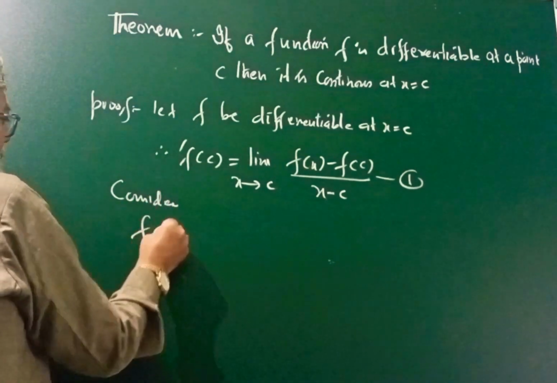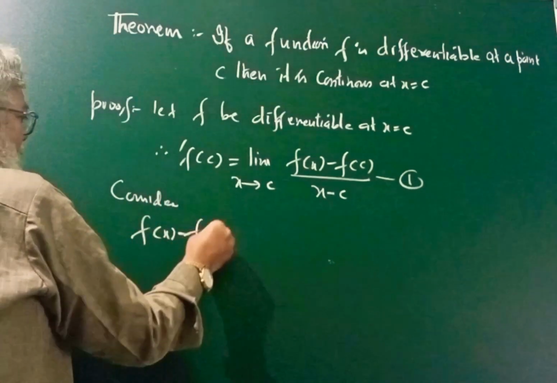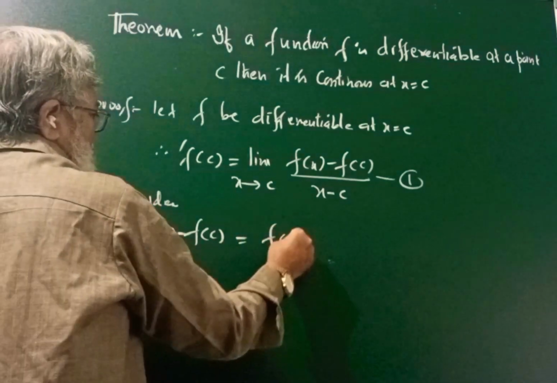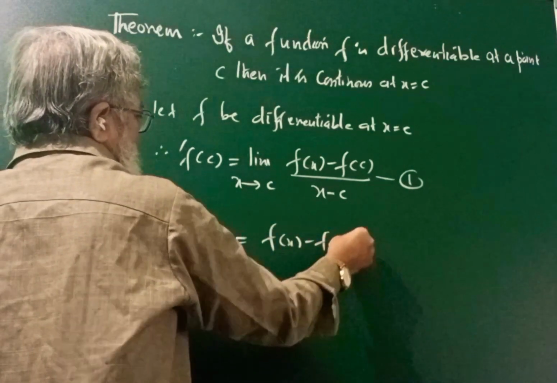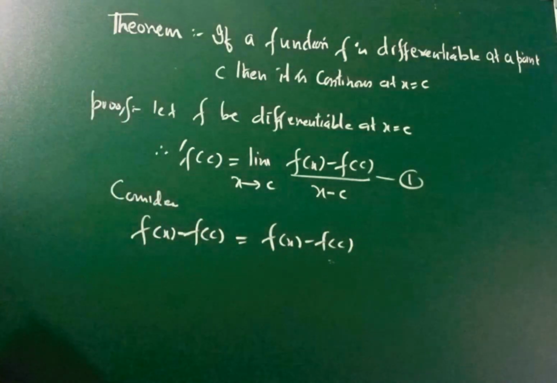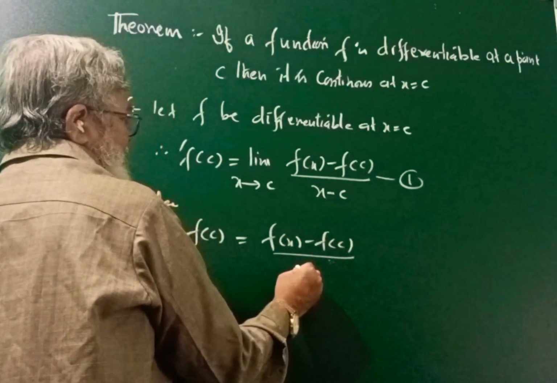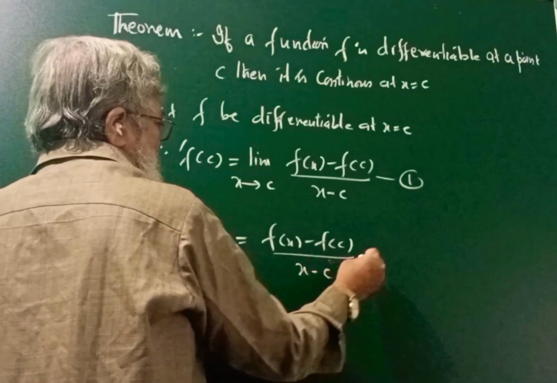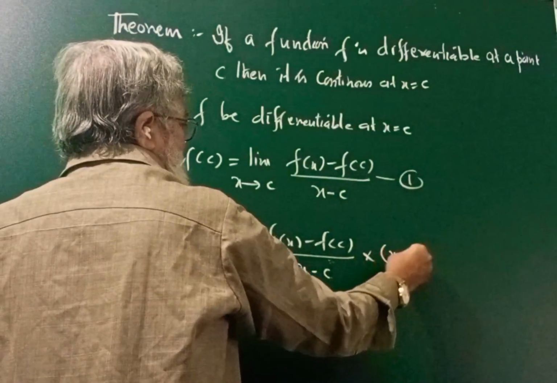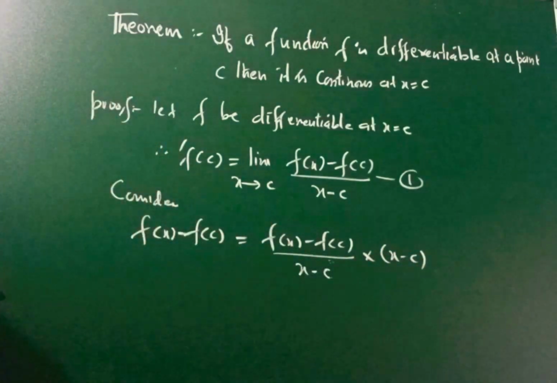Now to prove it, we can write f(x) minus f(c) is equal to f(x) minus f(c). There is no matter in this, both are the same. Now what we do is, to the right hand side, we divide by x minus c and multiply by x minus c.